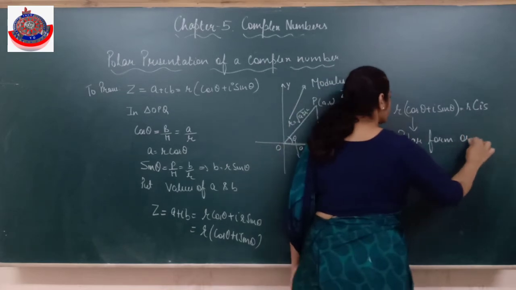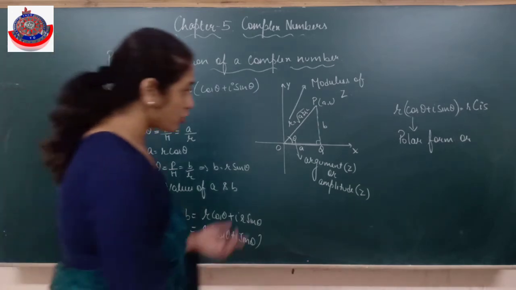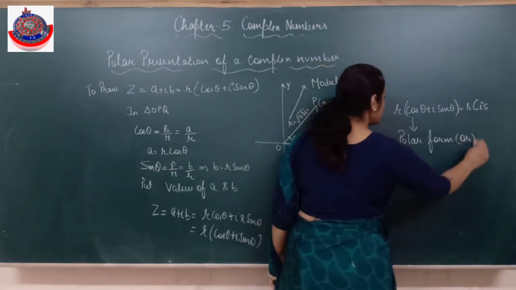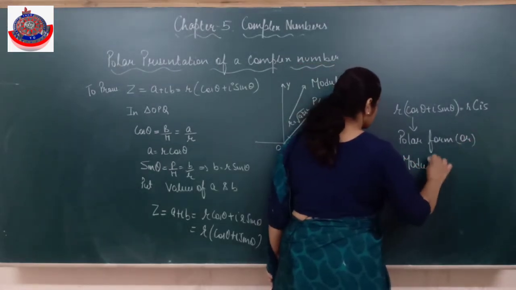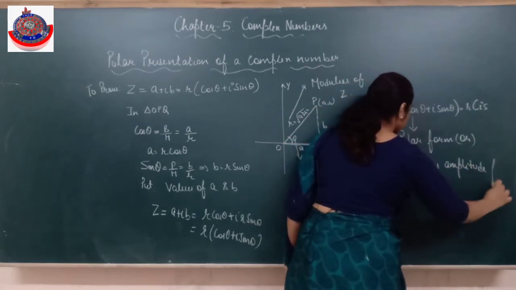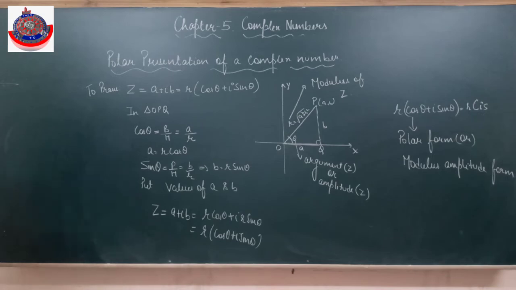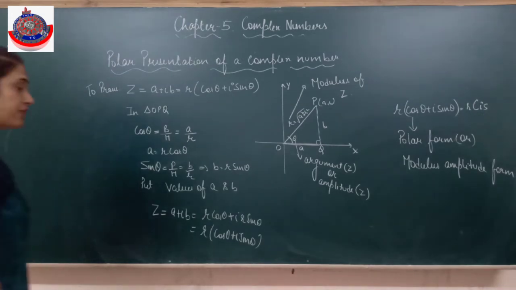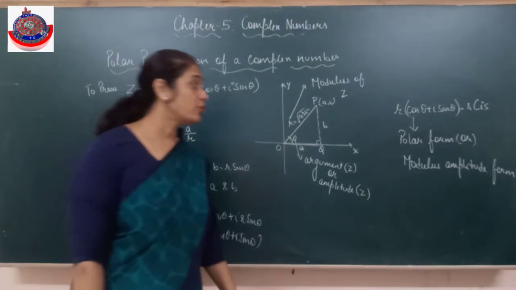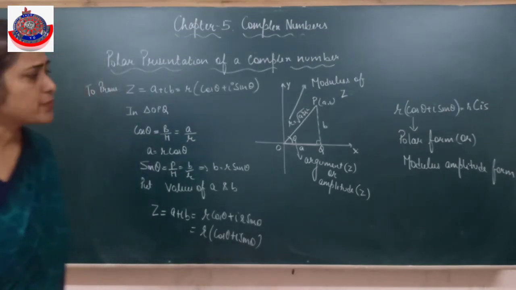Or it is called modulus amplitude form, because we are using modulus as well as amplitude in this. Theta is the amplitude and r is the modulus. Is it clear? Either polar form or modulus amplitude form. Understood? When I convert a complex number in the form of r cos theta plus iota sin theta, that is called polar form or modulus amplitude form. When we will do questions, the things will become very, very easy. Okay, this is very easy.